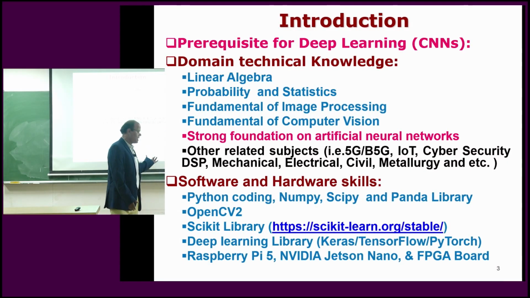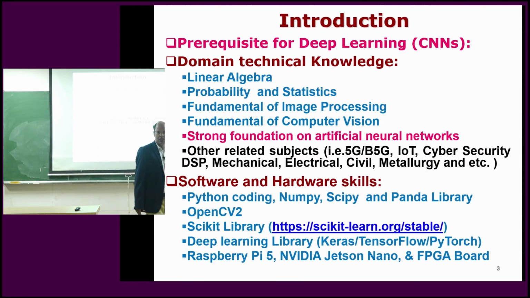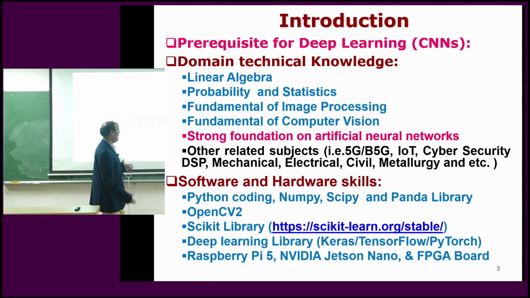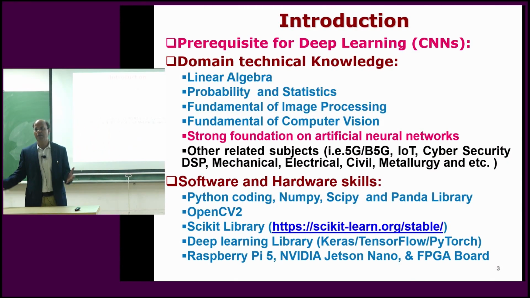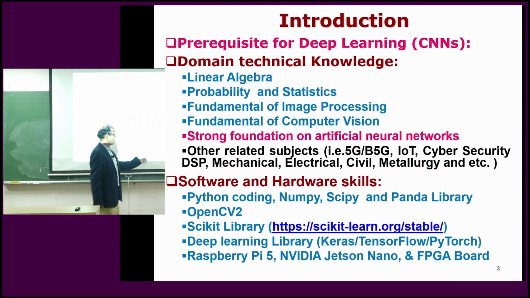And then next, whatever work you do, you may have to go for hardware realization, real time work. If you want to build something real time or hardware based, you can use edge devices, right? Edge devices, embedded systems, where you want to deploy AI models. For that you can use Raspberry Pi, NVIDIA Jetson Nano boards, or FPGA boards.